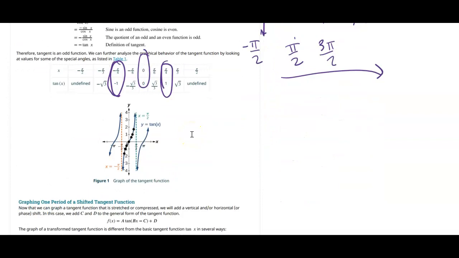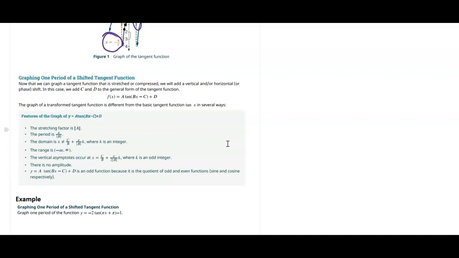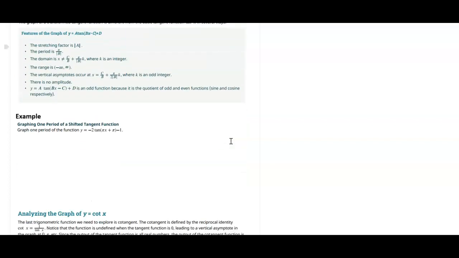So every pi chunk between negative pi over 2 and pi over 2 is going to be a repeated piece. Now we can shift tangent just like we've been doing with all of our other cosine functions and apply period shifts and so on and so forth. So let's look at this example here. So amplitude of 2, so a stretch of 2. I'm also going to have a flip over the x-axis.